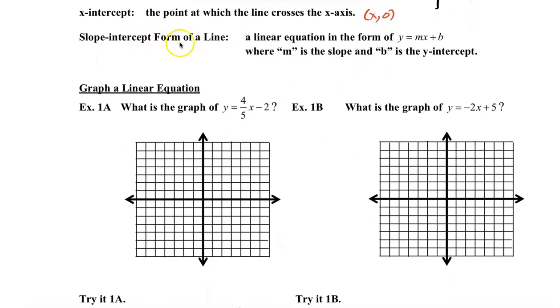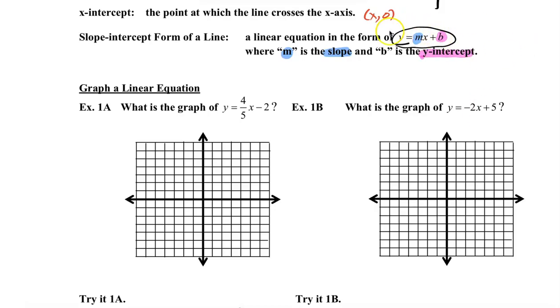Slope-intercept form of a line. This is a very important concept, and it's just like it sounds: slope and y-intercept. It lets you know where the slope and y-intercept are when you're in this form. And that form is y equals mx plus b. So this is slope-intercept form right here. y equals mx plus b. And m is the slope, and b is the y-intercept.